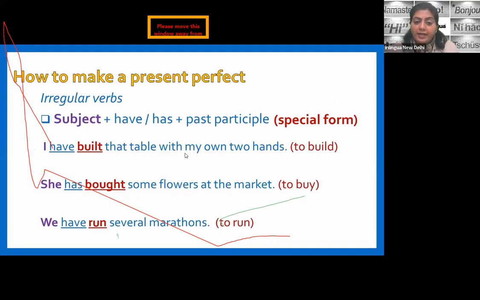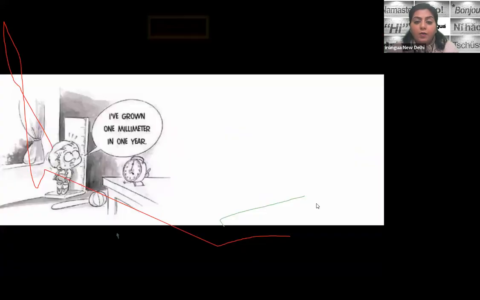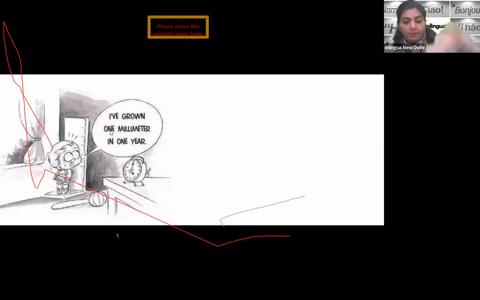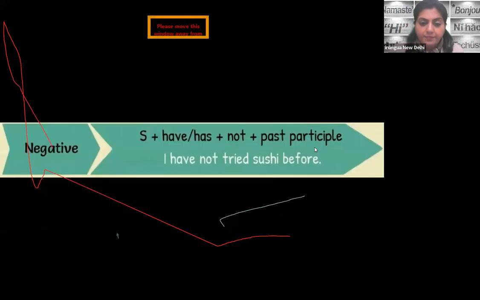Irregular verbs. I have built that table with my own hands. She has bought some flowers at the market. We have run several marathons. With she, you put has. With I, you, we, and they, you put have. Now, I have grown 1 millimeter in 1 year. I have grown 1 millimeter. A boy is measuring his height.